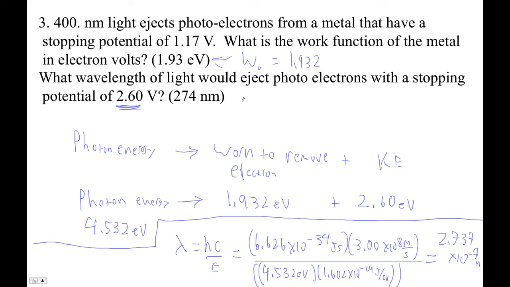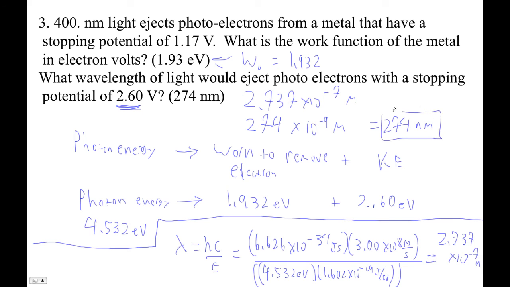And that's just fine. You could say 2.737 times 10 to the minus 7th meters. This is ultraviolet light, so I'm going to write it in nanometers. If I make that 100 times bigger, 274, I need to make this 100 times smaller, which is, of course, 274 nanometers.